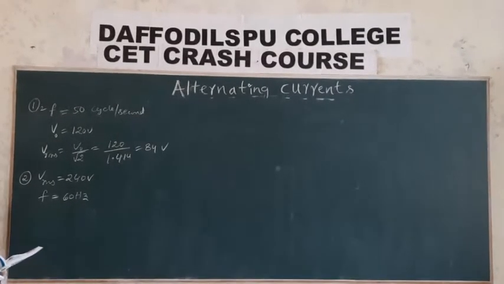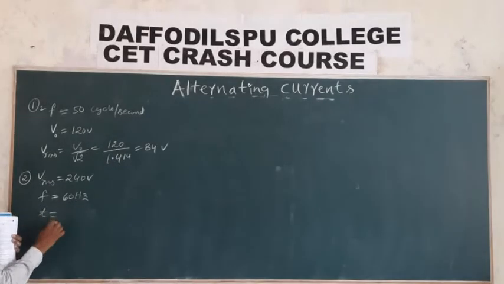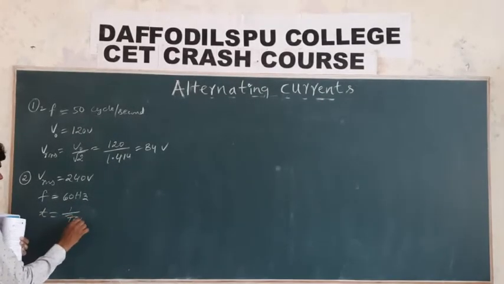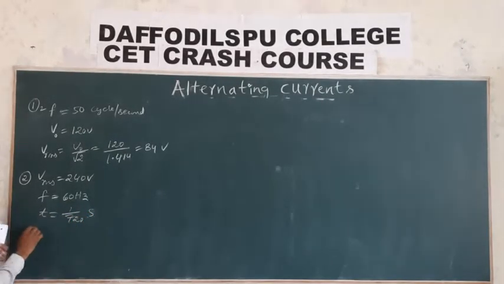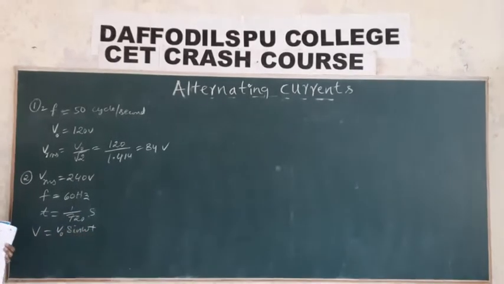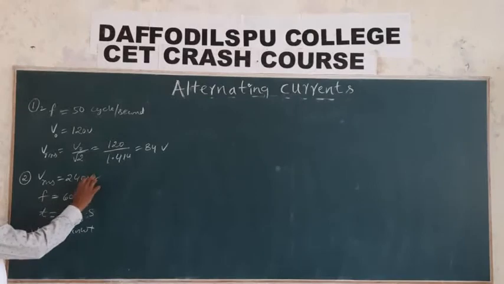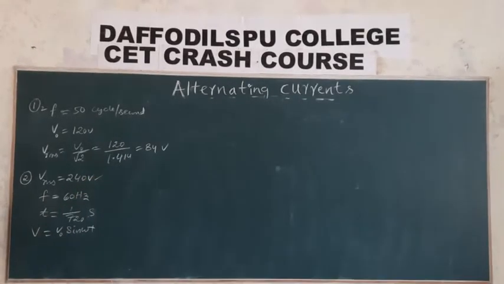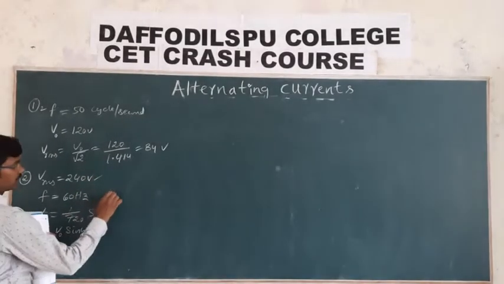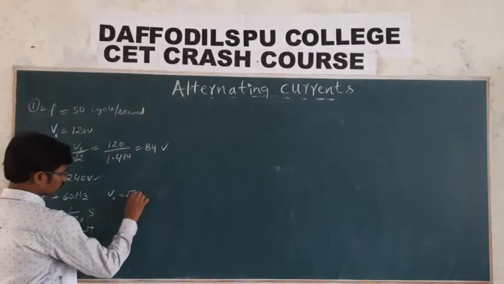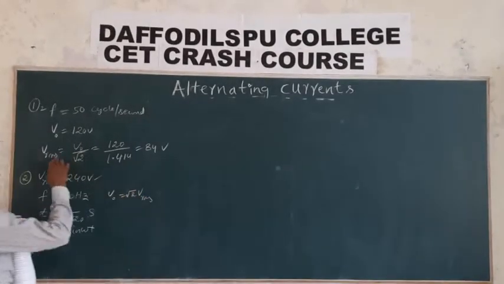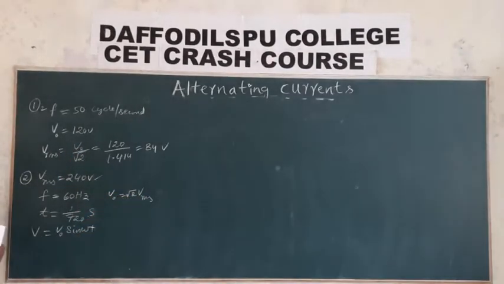The value of voltage after 1 by 720 seconds is asked. So what is the time? 1 by 720 seconds. What is the voltage? V is equal to V0 sin omega t. But remember, we know the RMS voltage, but we don't know this V0 value. V0 is equal to what? Vrms is equal to V0 by root 2, so V0 is equal to root 2 Vrms.